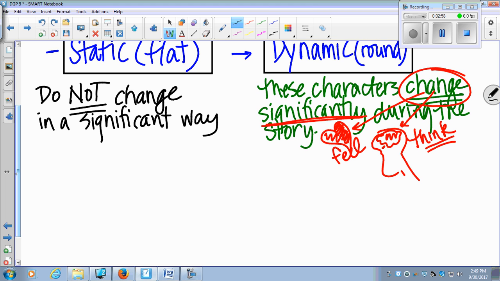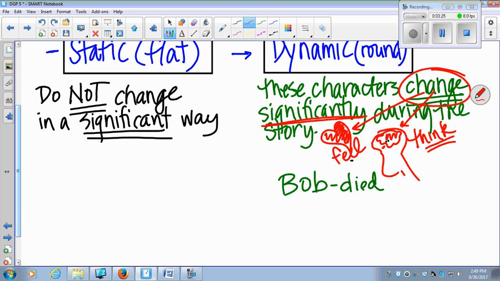I guess the key word is significant. You are not looking for a way they change the way they feel or the way they think. Many times students will come to me and say, oh, I think Bob is a dynamic character because he changed significantly. Bob died in the novel. No, this is not a significant change. And if you're like, but why not? Death is pretty significant. But it didn't change the way he felt or the way he thought.